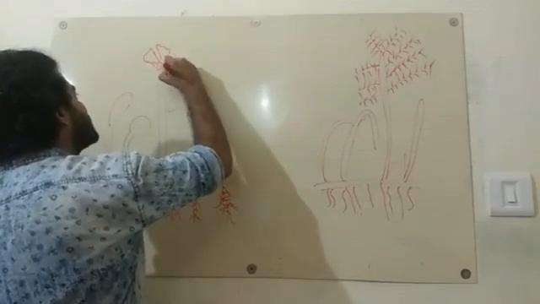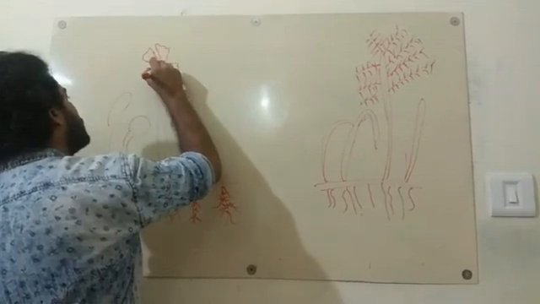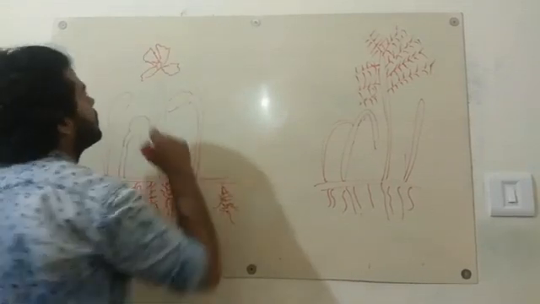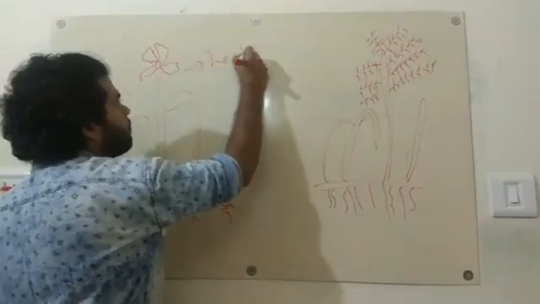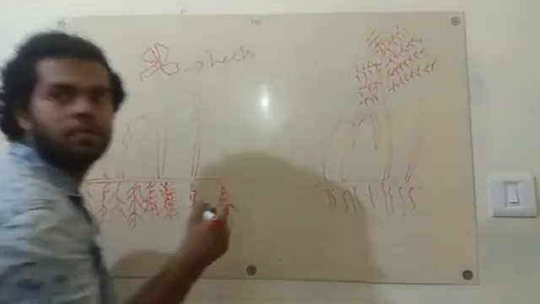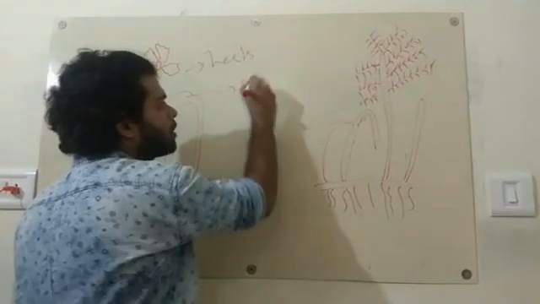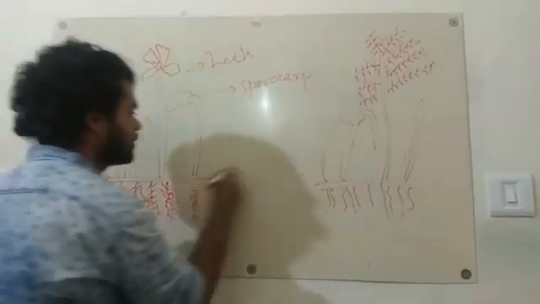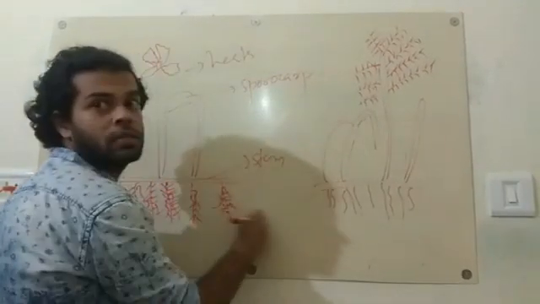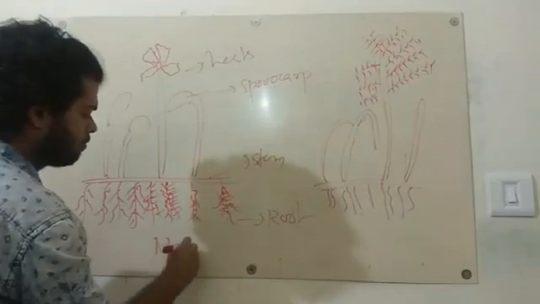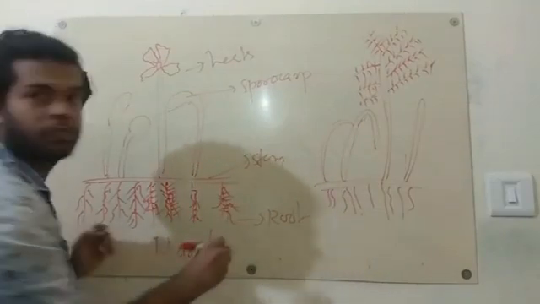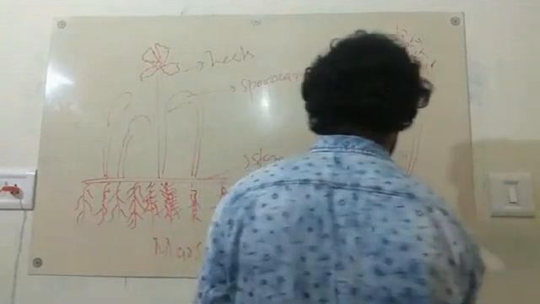You will think that it's like a flower, but it's not a flower, it's the leaves. This is known as the sporocarp, this is the stem, and this is the root. This is an example for Marsilea. So simply draw it.